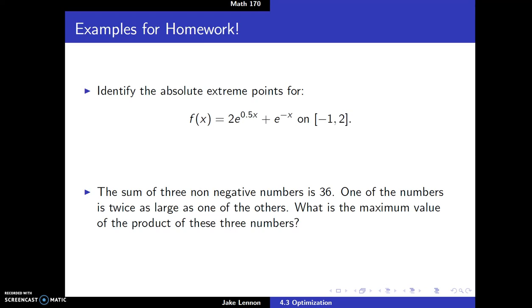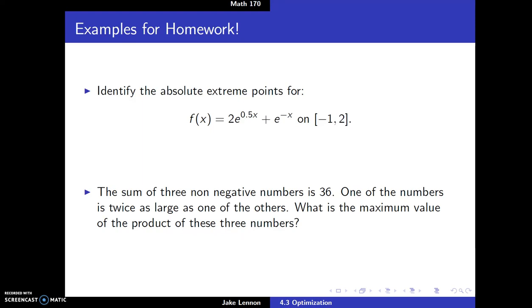Take the derivative, set it equal to 0, find your critical points. Again, this one, nothing too much to worry about, because you're never going to have an undefined value for f prime of x, because the domain is going to be all real numbers.